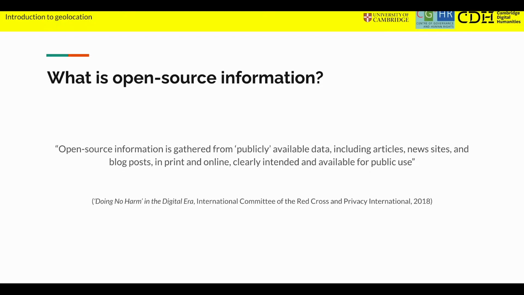Open source information is gathered from a range of sources, but essentially it's publicly accessible. So it might include articles, news sites, blog posts. It could be something posted on Twitter or shared on a Telegram channel. It's all about access.